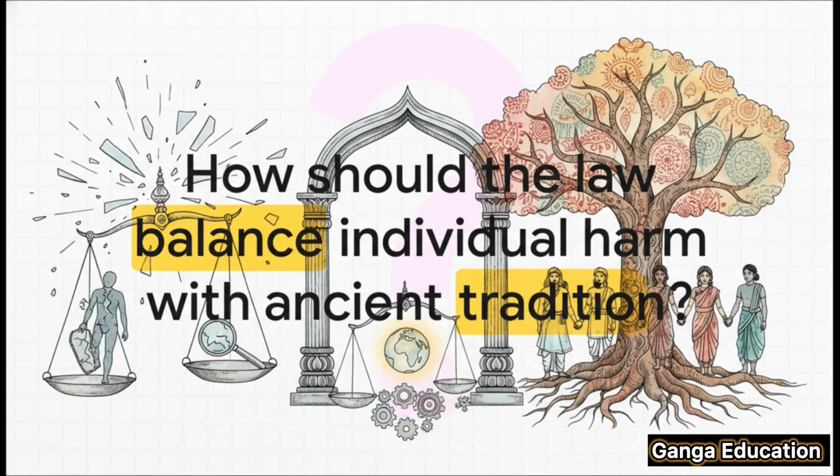And all of this leaves us with a huge question, especially for a rapidly modernizing India. As society changes, how do we strike the right balance? How does a court weigh the very real, provable harm done to one person against the ancient traditions of an entire community? Look, there is no easy answer here, but it's a fundamental challenge that these two pillars will help our courts navigate for many, many years to come.